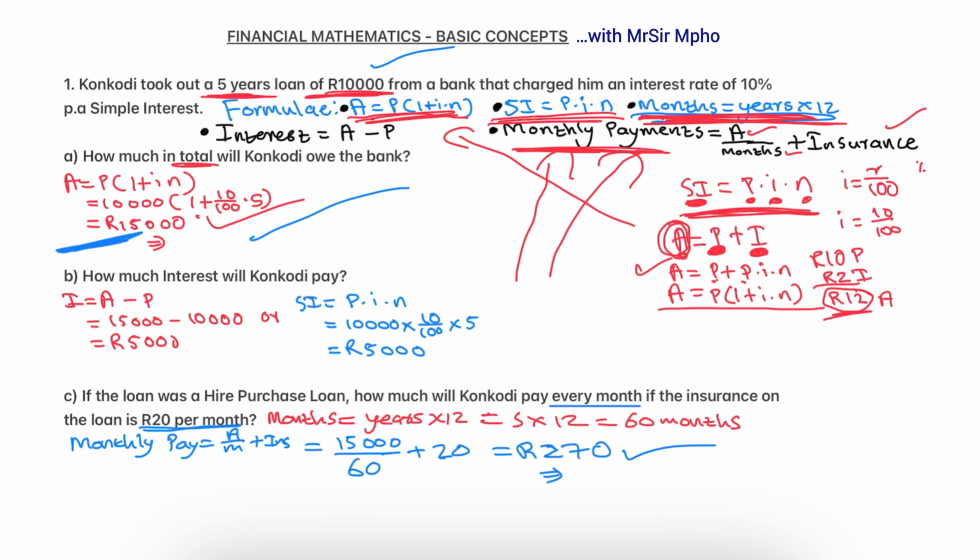But the loan that they took was just 10,000 rand. And the reason why it's 15,000 rand is because they charged him an interest of 10%. And that interest of 10% on that 10,000 rand is basically 5,000 rand.